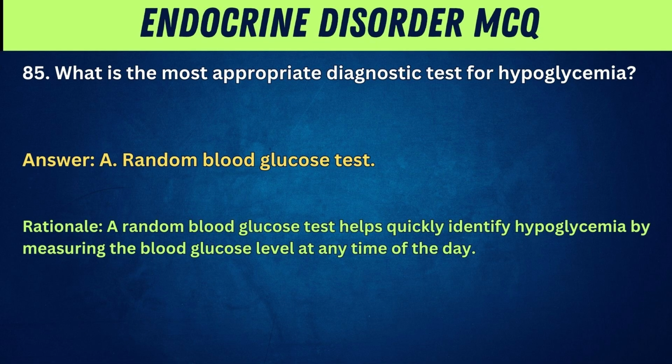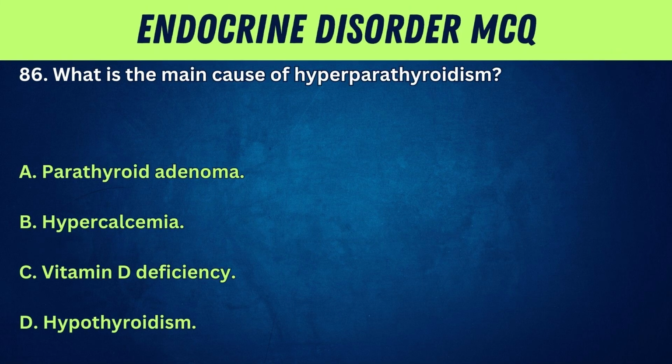Answer: A. Random blood glucose test. Rationale: A random blood glucose test helps quickly identify hypoglycemia by measuring the blood glucose level at any time of the day. 86. What is the main cause of hyperparathyroidism?